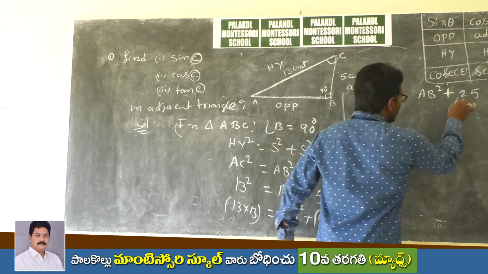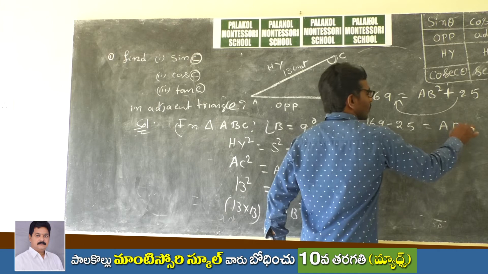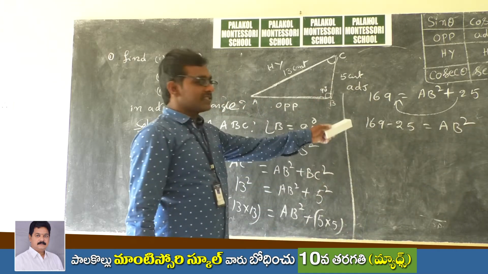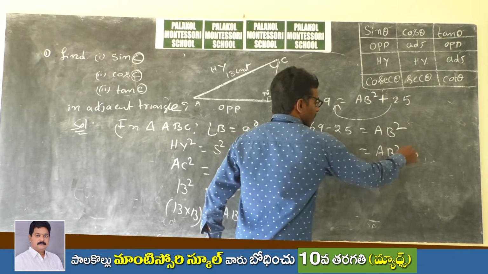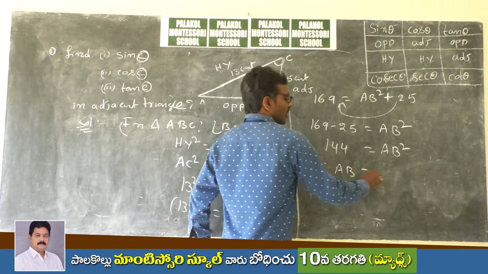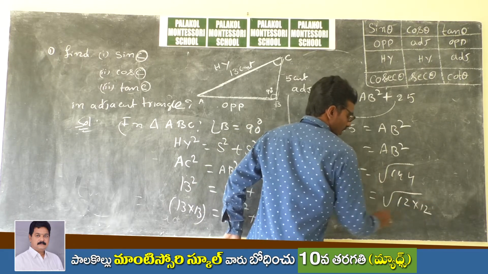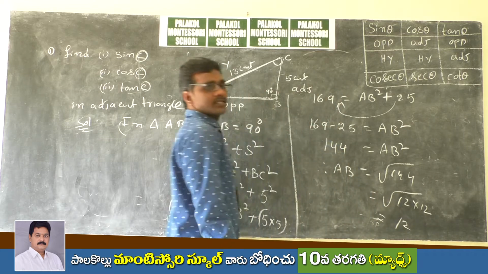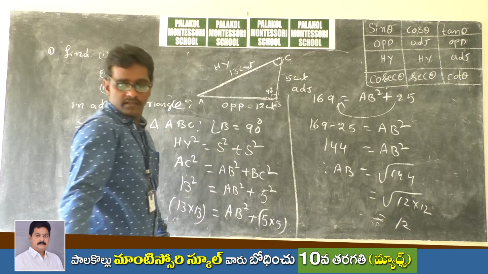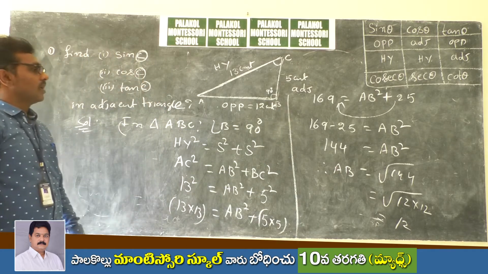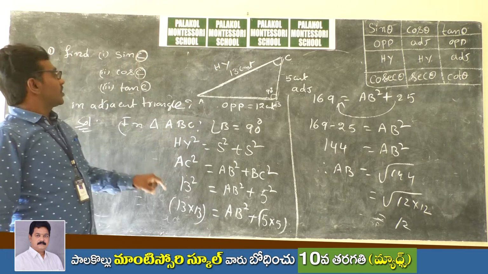This 25 moves to this side. So 169 minus 25 equals AB squared. You will get 144 as AB squared. Finally, AB is equal to root of 144. 144 you can write as 12, so you write it without the root. The length of AB is 12 centimeters. So all side lengths are there in the diagram now. Which one do you want?